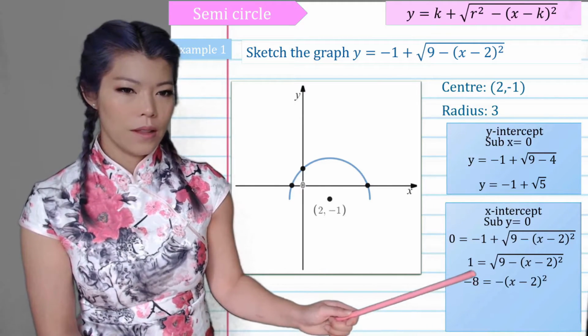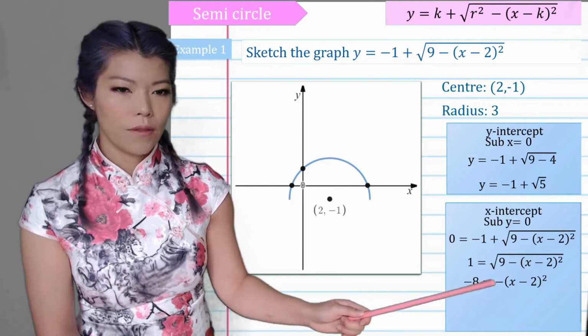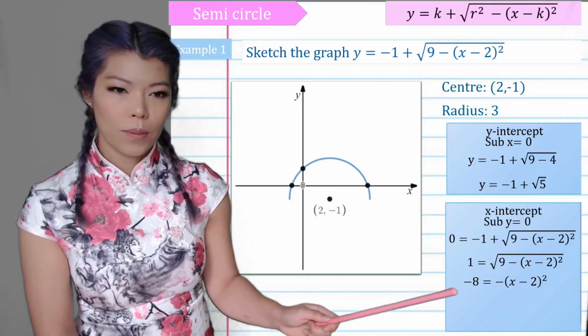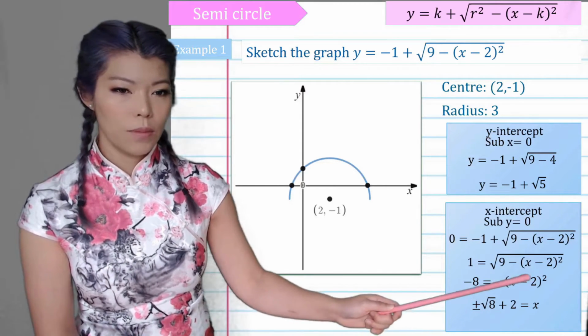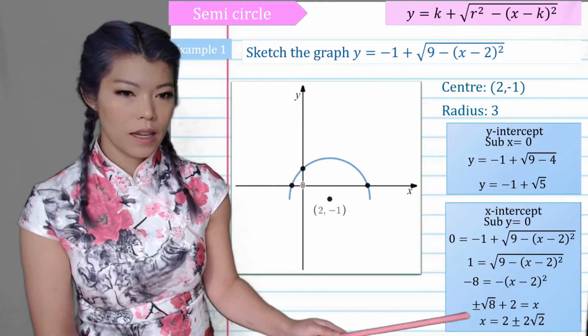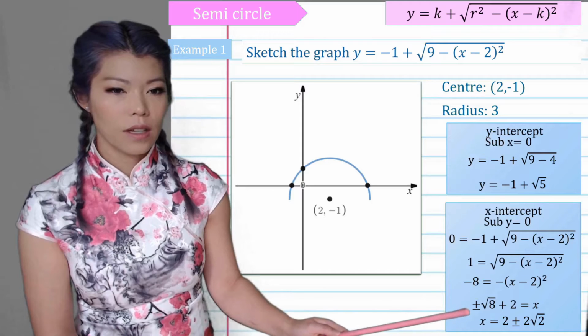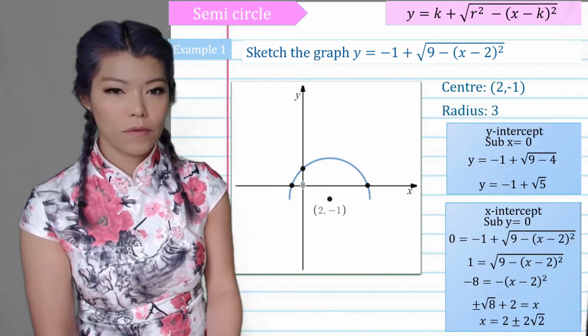now 1 minus 9 is -8. Multiplying by -1 on both sides, we have both of them to be positive, and then square rooting both sides, we have plus or minus the square root of 8. Bring the 2 over, plus 2, or 2 plus or minus the square root of 8, and you can take the 4 out, becomes 2, and then you have 2 plus or minus 2 square root of 2.